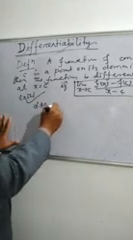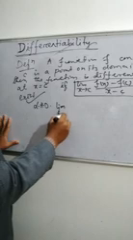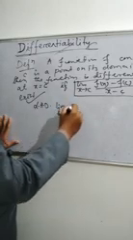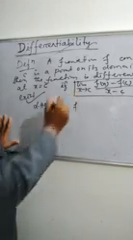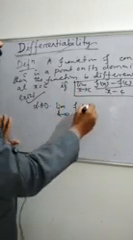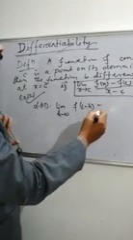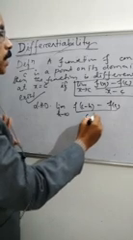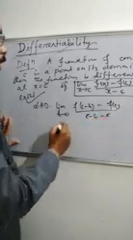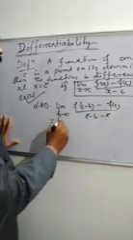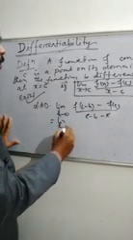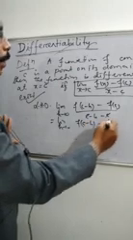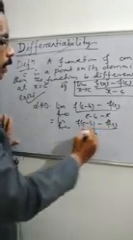LHD: I consider the limit as h tends to 0, so the point will be c minus h. Then it will be (f(c minus h) minus f(c)) by (c minus h minus c), and c cancels, so it will be the limit as h tends to 0 of (f(c minus h) minus f(c)) by minus h.